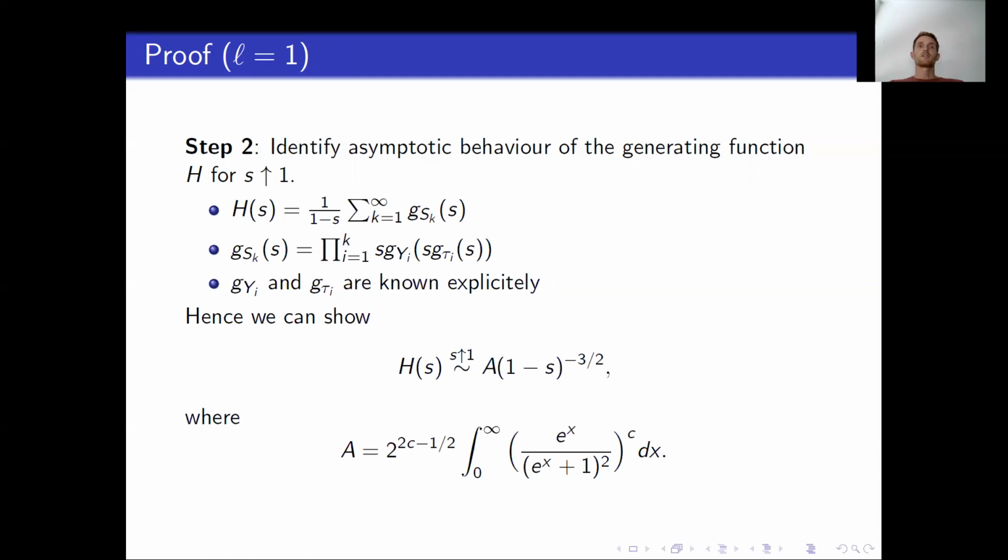So we have an explicit expression for the generating function, and we can do some calculations to show that the asymptotic behavior is as follows. We have a constant a times 1 minus s to the power minus 3 over 2. And the constant a pretty much looks like the constant J1 of c we had before.